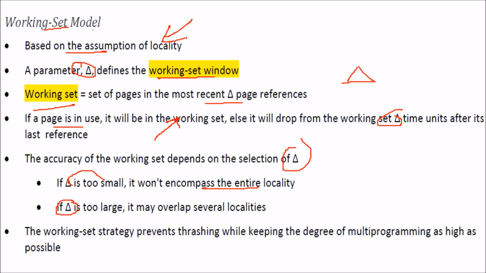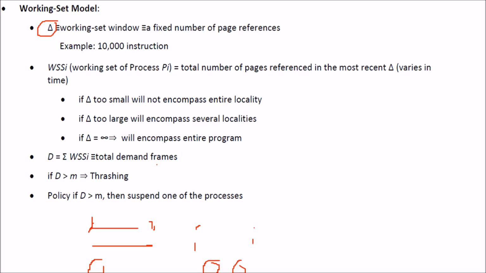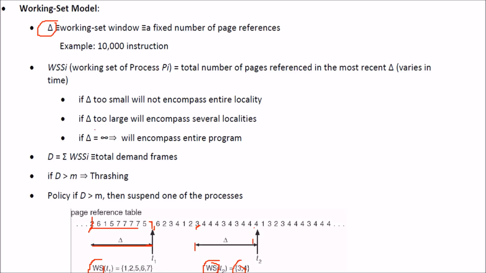So this working set strategy prevents thrashing. It will prevent thrashing properly while keeping the degree of multi-programming as high as possible. So this is one of the solutions to avoid thrashing. I'll show you how it is done. First of all, say we have a delta, which is the working set window. This is a fixed number of page references. Say we have 10,000 instructions.